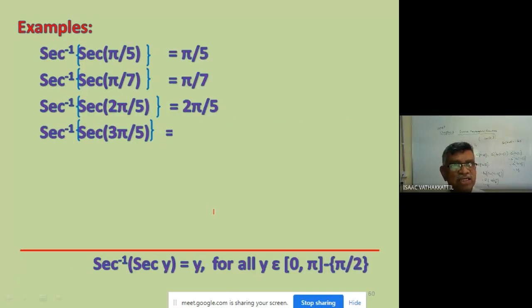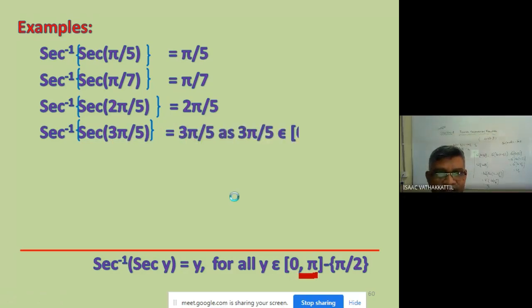Sec inverse sec theta is theta, or sec inverse sec y is y, if y belongs to [0, pi] minus {pi by 2}. Sec inverse sec pi by 7 is pi by 7. Sec inverse sec 2 pi by 5 is 2 pi by 5. Sec inverse sec 3 pi by 5, what is the value? Remember, 3 pi by 5 is less than pi. It is between 0 to pi. It is 3 pi by 5.